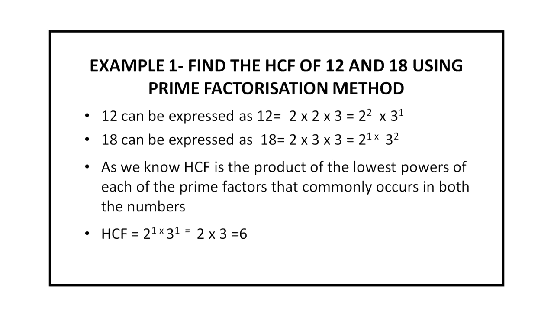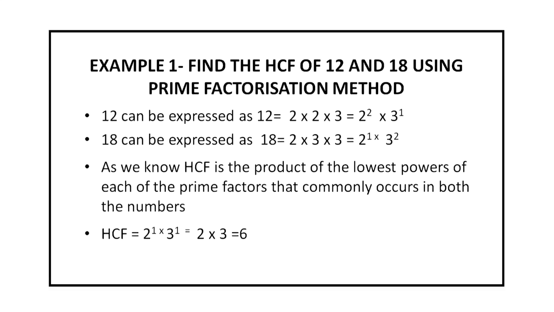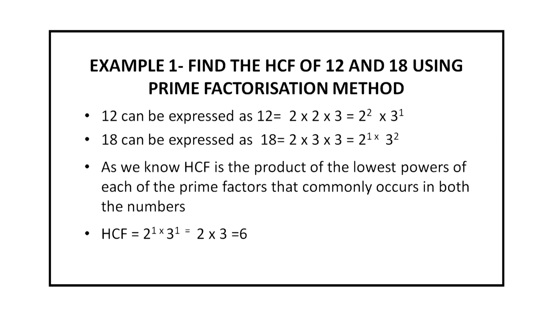As we know, HCF is the product of the lowest powers of each of the prime factors that commonly occur in both the numbers. So, find out the lowest power for each number. For the number 2, the lowest power is 2 raised to 1, and for the number 3, the lowest power is 3 raised to 1. Hence, we choose 2 raised to 1 into 3 raised to 1 for determining the HCF. Thus, HCF equals 2 into 3 equals 6.